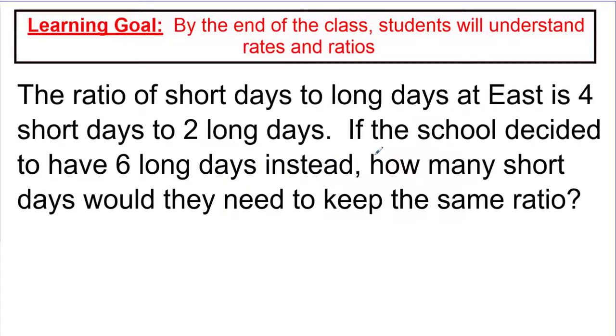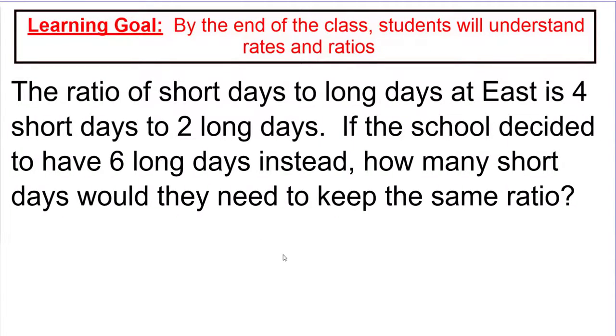So here's my example, and this is specific to our school. If we say the ratio of short days to long days at East is 4 short days to 2 long days, and someone said, you know what? I want to have 6 long days in a row. And we wanted to keep the same ratio of short days to long days. Here's how it would work. So I'm going to write this out. I'm going to say, okay, the ratio of short to long would be 4 short to 2 long. And actually I'm going to rewrite this, because this is not a nice way of writing it.